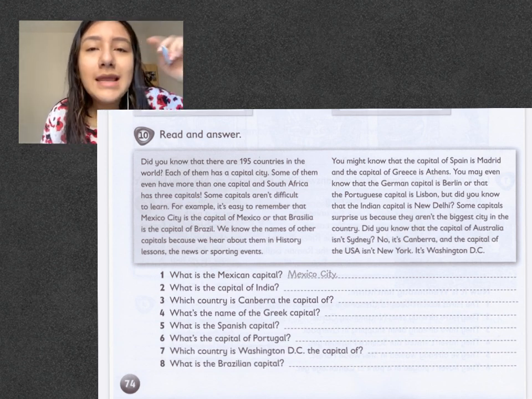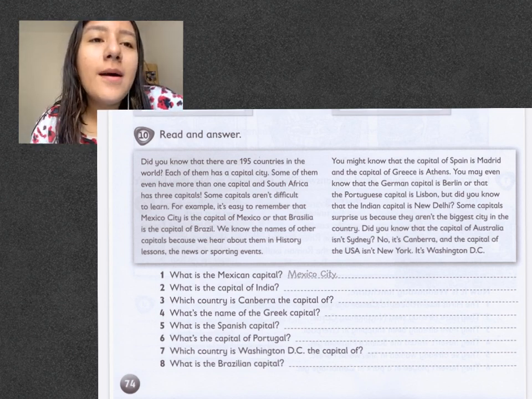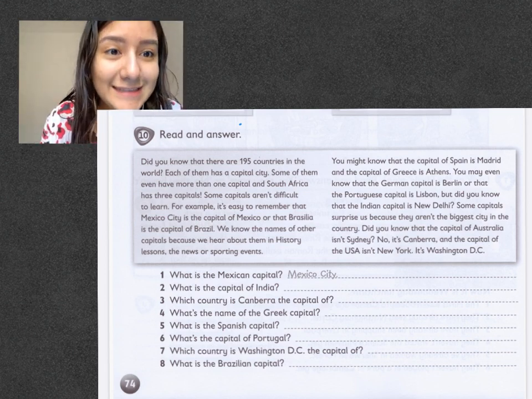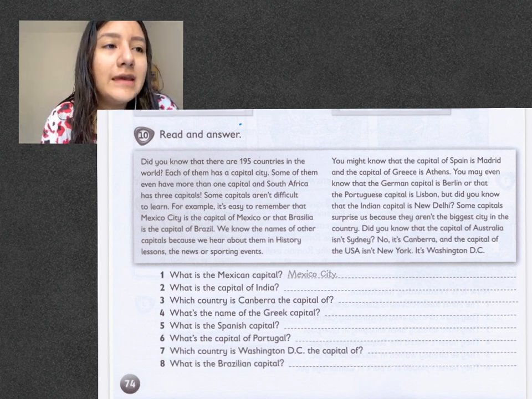Okay, so let's answer below. What color? Blue again? Okay, so let's do this. What's the capital? What is the Mexican capital? Mexico City.